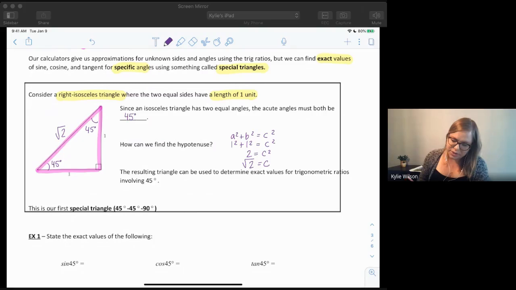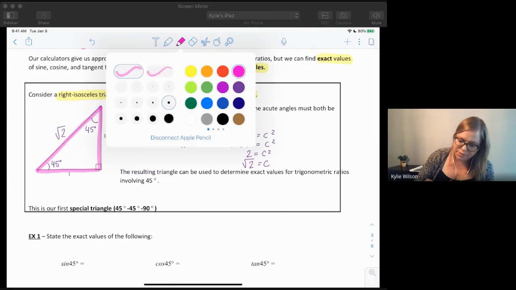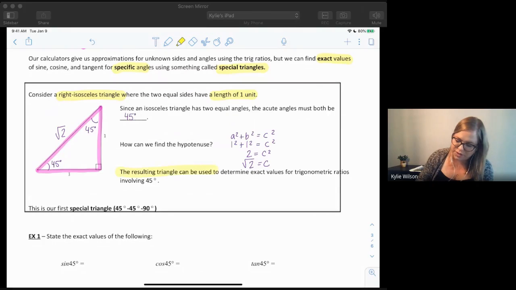Okay, so the resulting triangle can be used to determine the exact values for ratios involving 45 degrees. Anytime we have a ratio that involves 45 degrees, we can use this special triangle that we just put together. So we have 1, 1, and root 2. This is our first special triangle, and I'll show you how to use them.